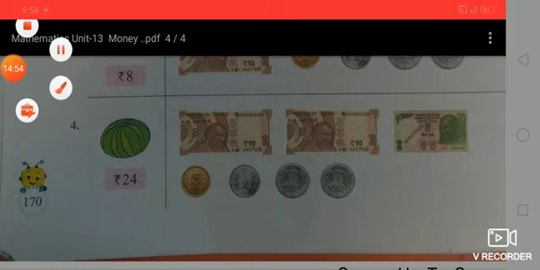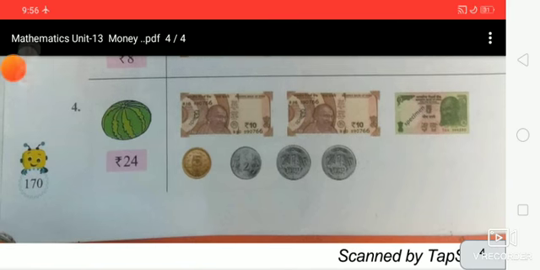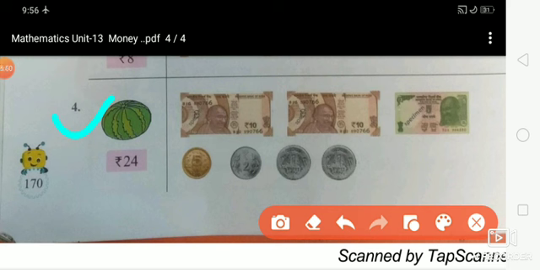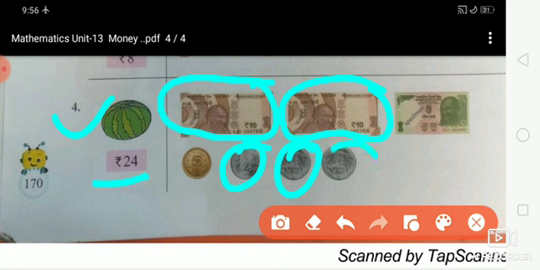Okay. Now the next and last one, fourth number: watermelon. The cost is 24 rupees. Circle the coins and notes. 10 rupees note, 10 rupees note, that means 20 rupees. After that, for 24 rupees, 2 rupees coin, 1 rupee coin and 1 rupee coin. So the total cost is 24 rupees. Is that clear, students?